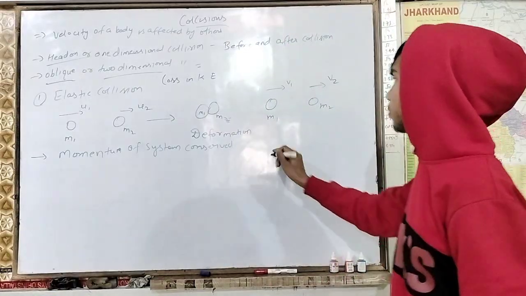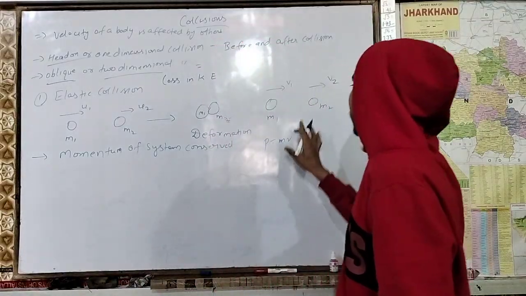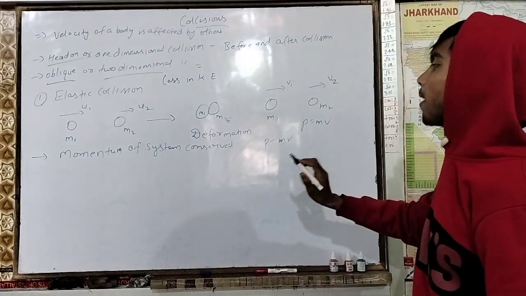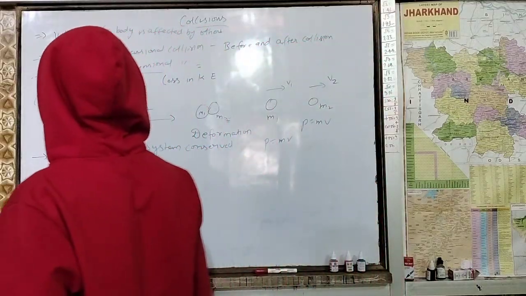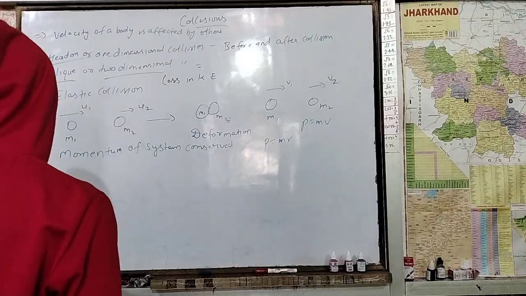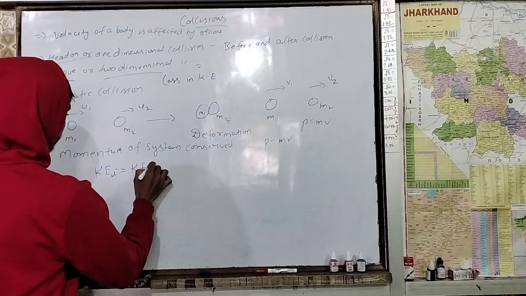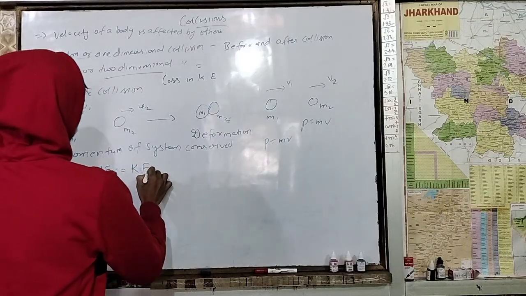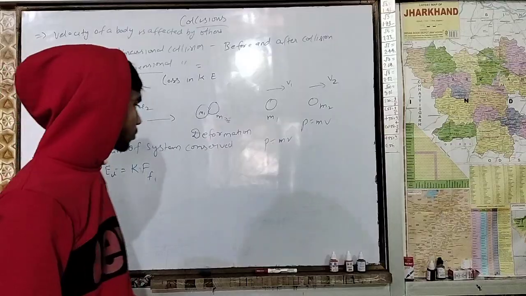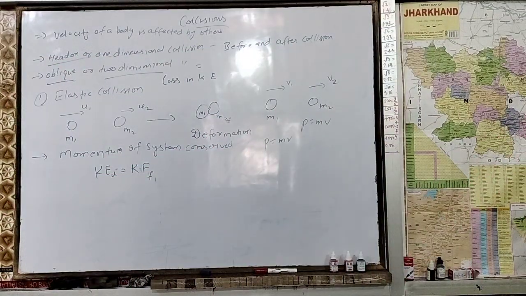Momentum will be the same, means P before is equal to P after collision. But kinetic energy is lost after collision. Kinetic energy will be something else. It is not conserved. You can't say that kinetic energy initial will be equal to kinetic energy final. They would not be conserved. Clear?